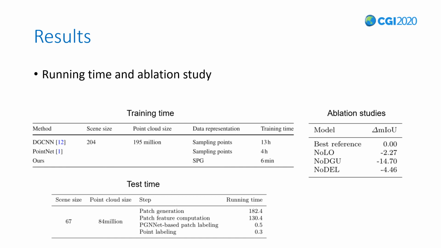The ablation study suggests that the proposed dynamic graph UNet module significantly improves the network's ability of patch feature extraction. It can also be observed that the dynamic edge layer does play an important role in the final performance.